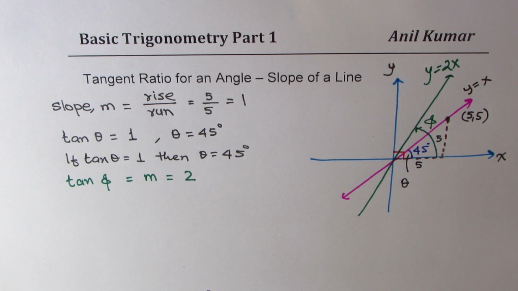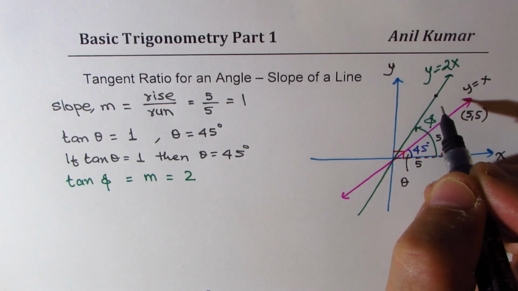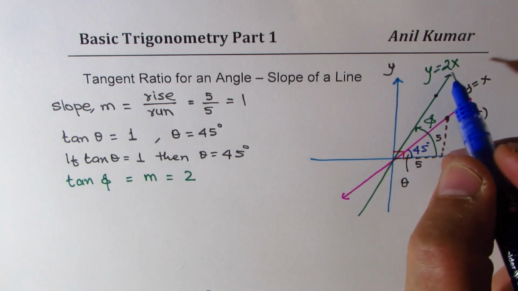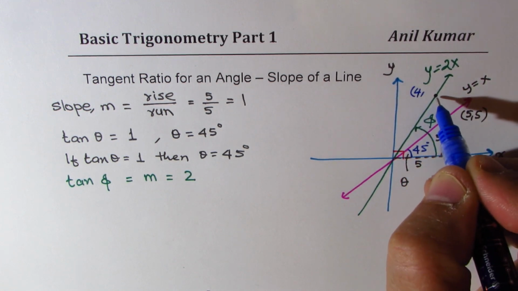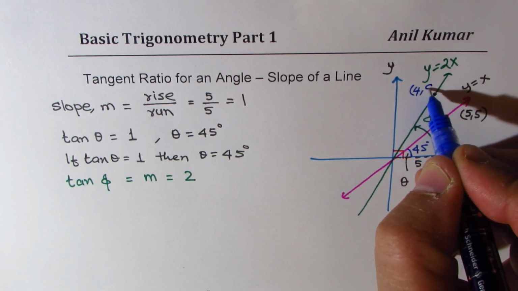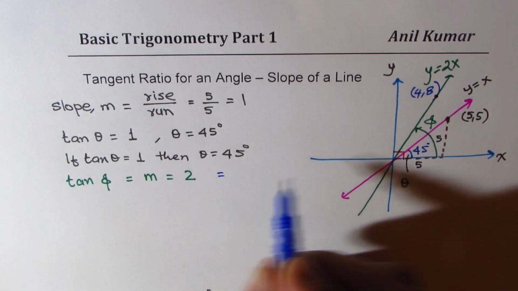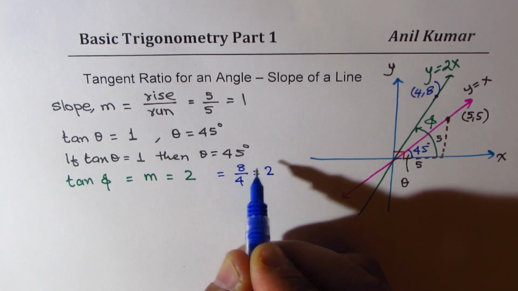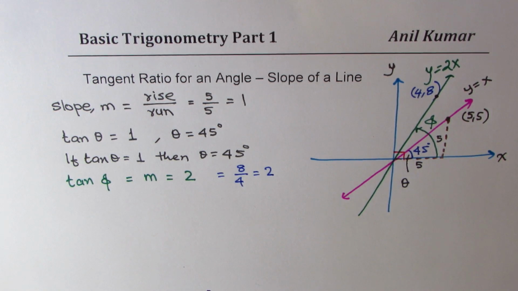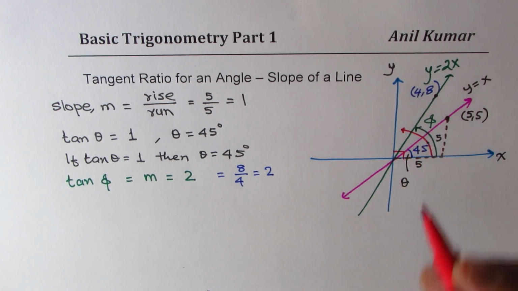Well, it really makes sense, since for any point on this line, what will the xy coordinates be? If x is, let us say, 4, then the y coordinate is twice 4, which is 8. So in that case, tan phi will be equal to rise of 8 over run of 4, which gives you the value 2 itself. Perfect.